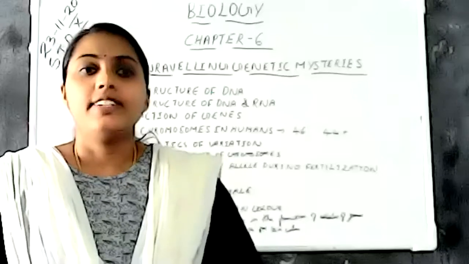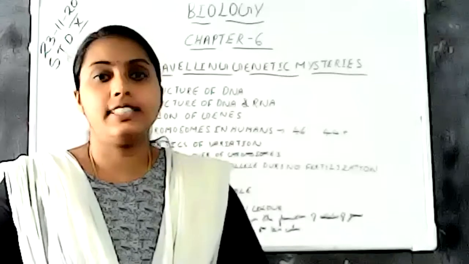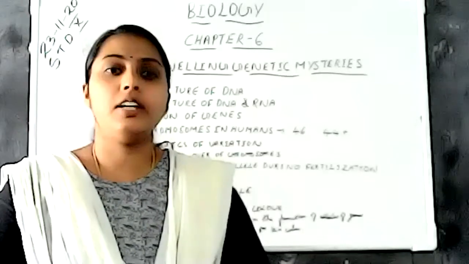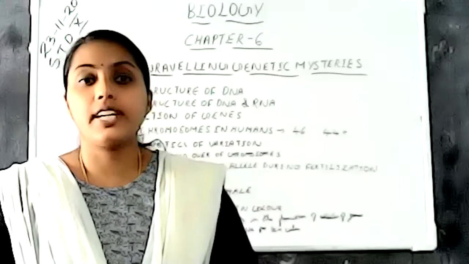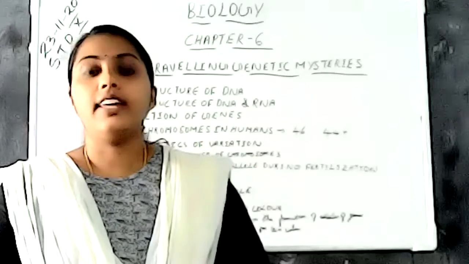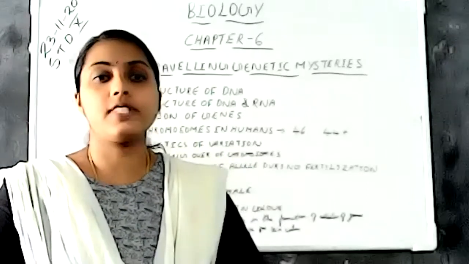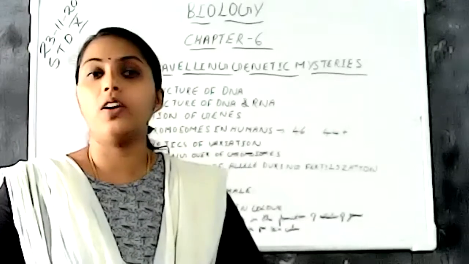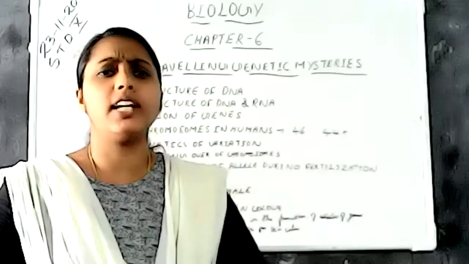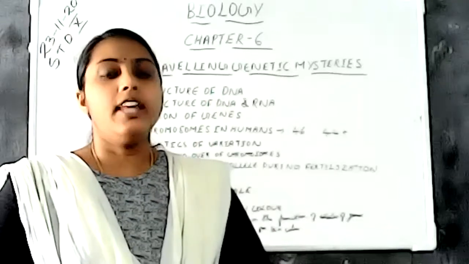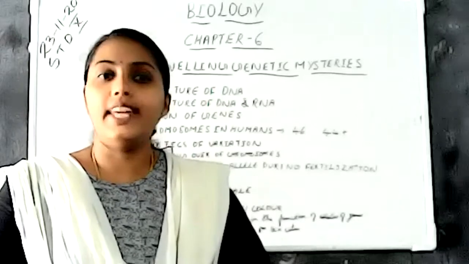Good morning. Today we are going to take the remaining part of our sixth chapter, Unraveling Genetic Histories. In previous classes we have studied Mendel's crosses, the monohybrid cross and the dihybrid cross, and you have seen the videos related to them. Now, today we are going to study the structure of DNA.